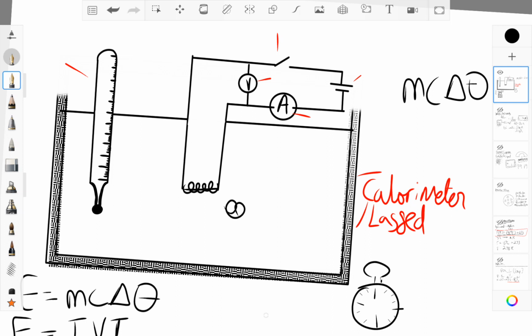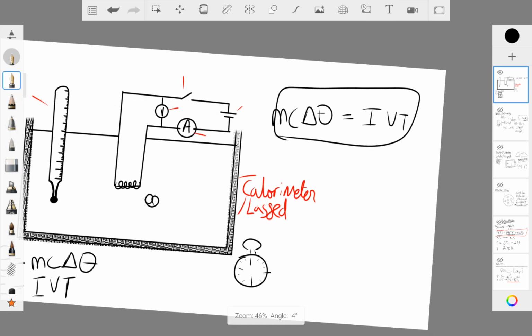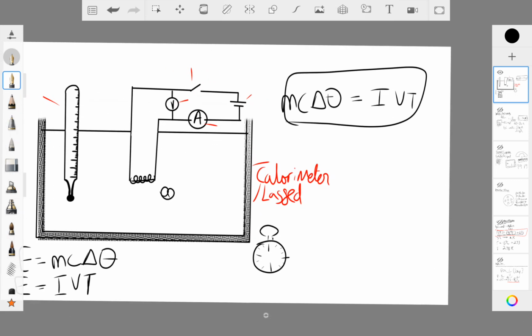And as the water heats up, the temperature rises, which we can record using the thermometer. And based on this formula, we can measure every single quantity aside from specific heat capacity. Now, what do I mean by that?